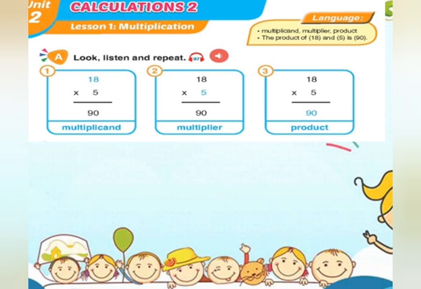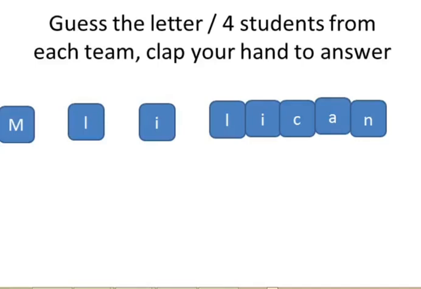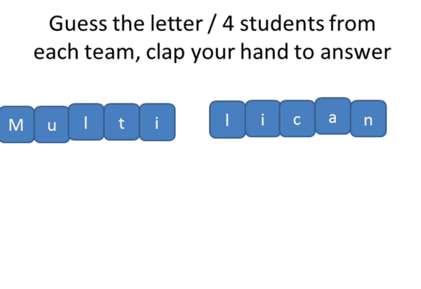What is the number 1? Example. Now let's guess the letter. We play with 4 students from each team, and you have to clap your hands to answer. So I ask a question, for example, what letter comes after the letter M? Can you guess? Yes, so the students should clap their hands and say, for example, letter U. Yes, the word is multiplicand.